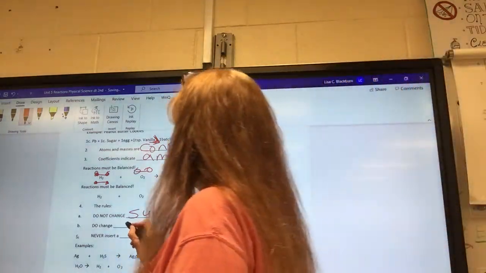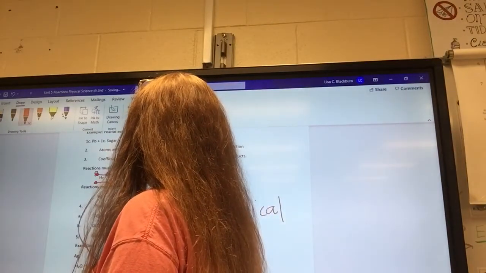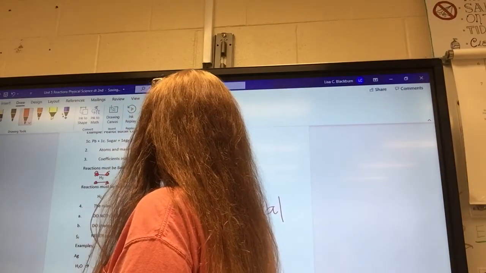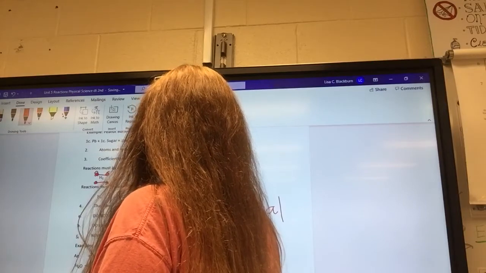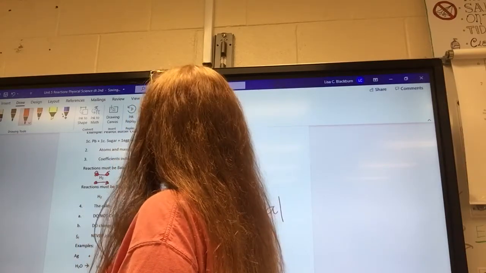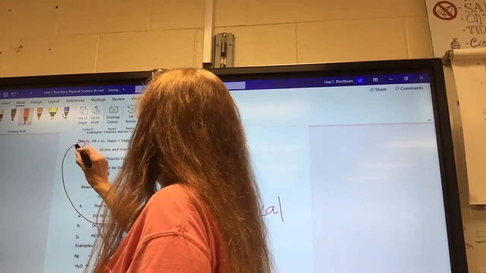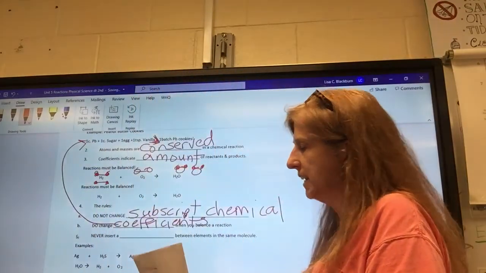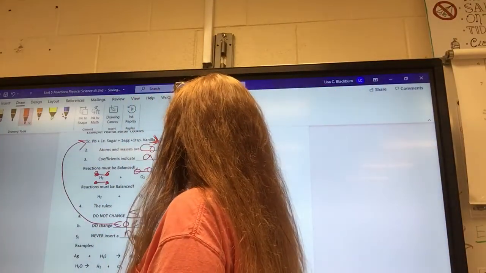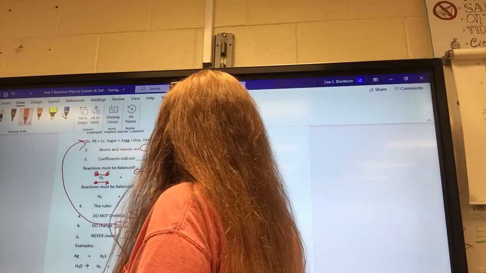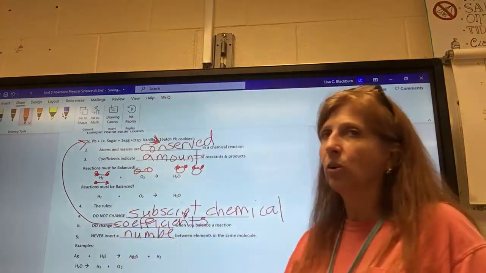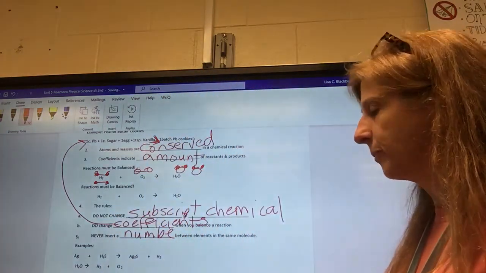You do change the big numbers in front called coefficients. Those are the big numbers in front. And you can never insert a number in the middle because that's not allowed either. You have to keep the molecules together. You can't go splitting them.